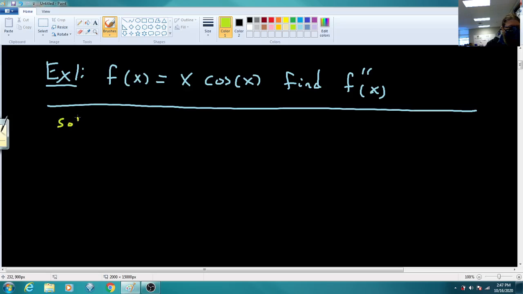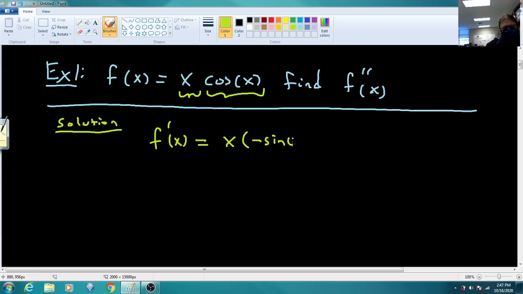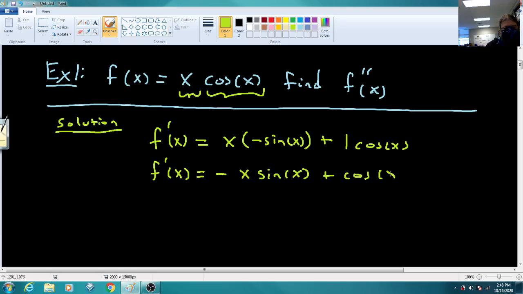So what we'll do, we'll go through and find f prime of x first. That's going to require the product rule. Since we have two things that are multiplied together, I'm going to leave the first one alone, and then I'll take the derivative of the second one. Then I add to that the one I left alone initially. I now take the derivative of it, so I take the derivative of x, and I leave the cosine of x alone. So I'm going to just rewrite this, make it slightly nicer.